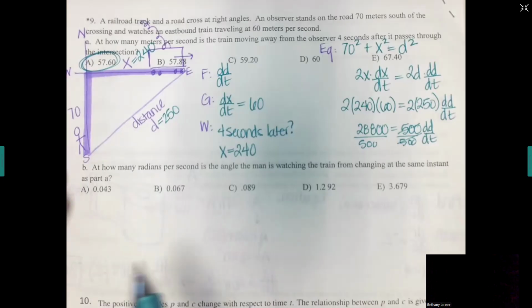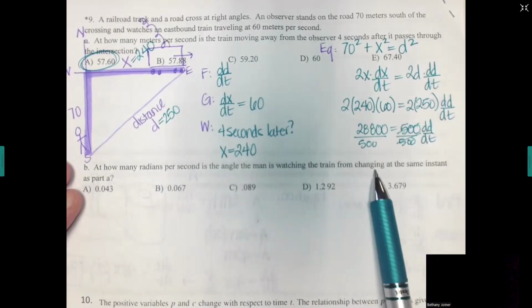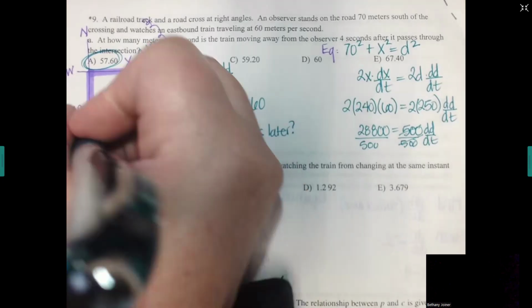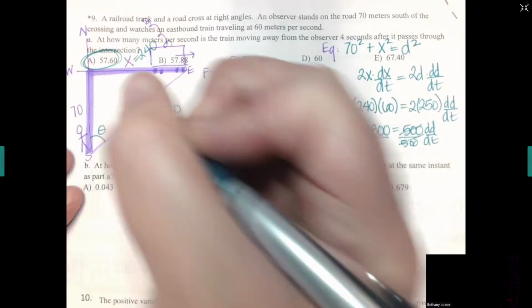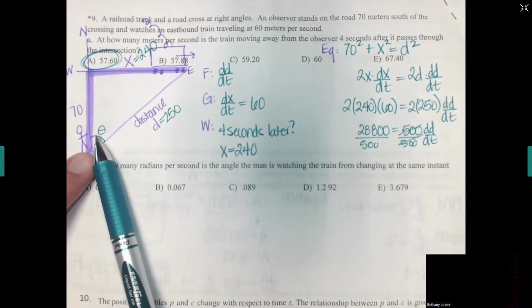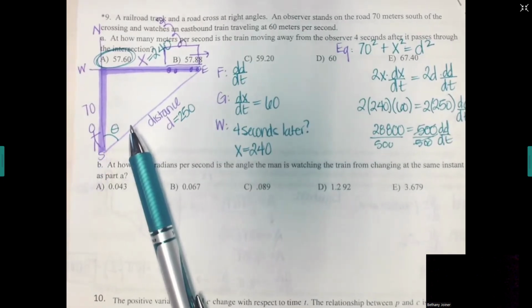Okay, so it says, at how many radians per second is the angle the man is watching the train from changing at the same instant as part A? So for part B, I want you to draw a theta into your picture. We did one of these last time, where theta is the angle that the guy is facing as he watches the train go by. So theta is the angle for his line of sight. Now I want you to label from last time the opposite, adjacent, and hypotenuse on your triangle.